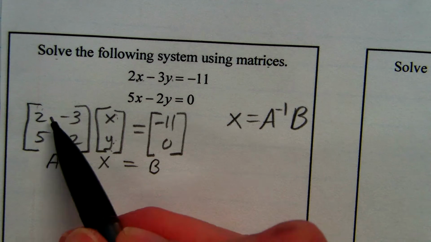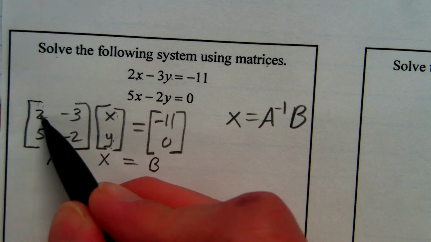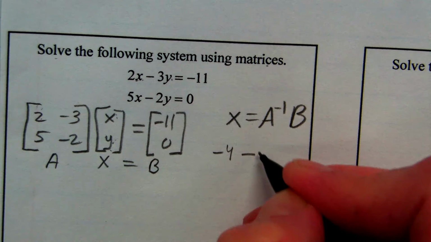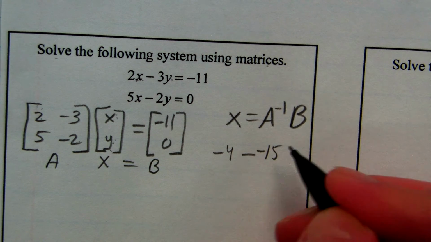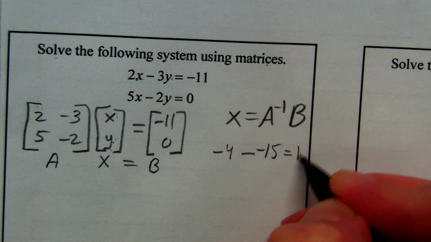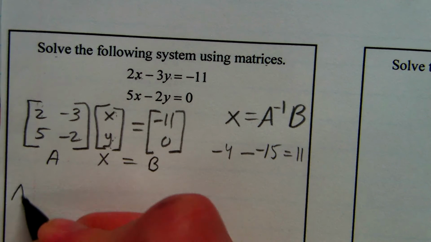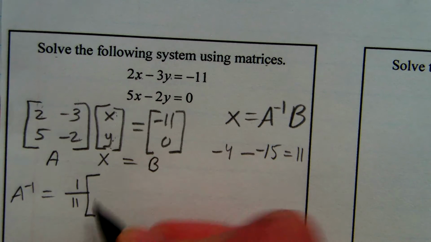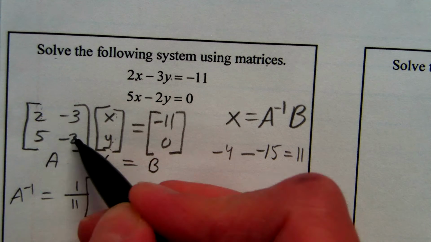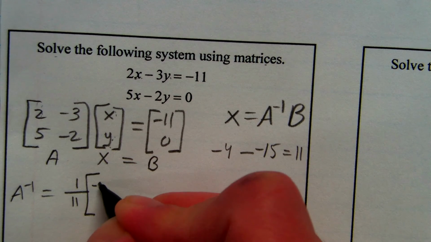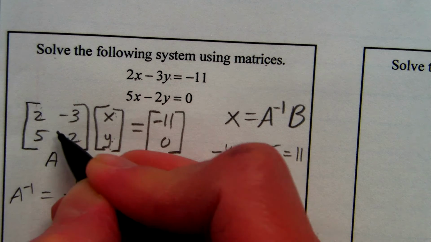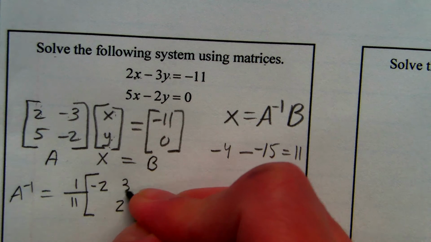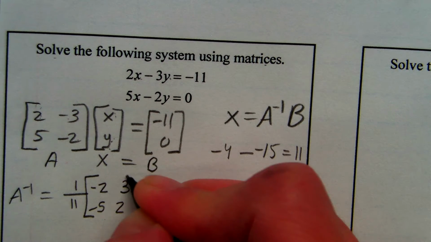So we'll do the determinant of A first. So 2 times negative 2 is negative 4 minus negative 3 times 5 is negative 15. So this will become negative 4 plus 15, which gives me 11. So my A inverse is going to be 1/11th, and then I have to do stuff in here. So I switch the 2 and the negative 2, which is going to make it look like I just changed the signs, but you actually want to switch them. And then the negative 3 and 5 change signs. So you get positive 3, negative 5.